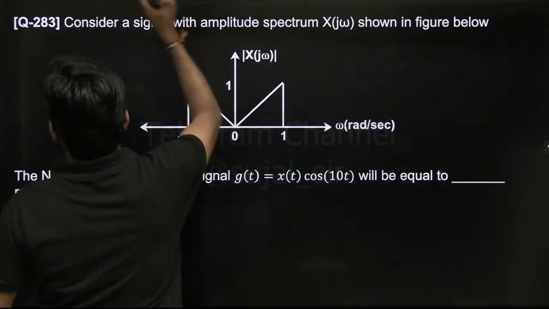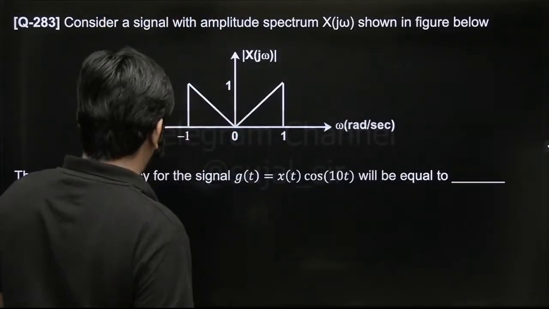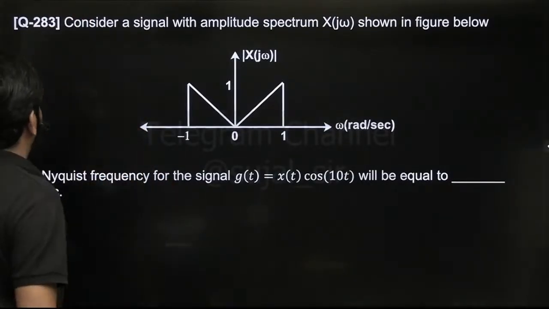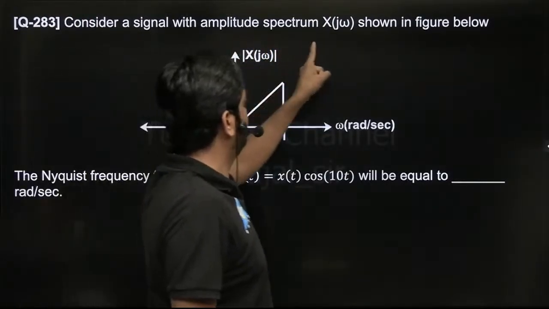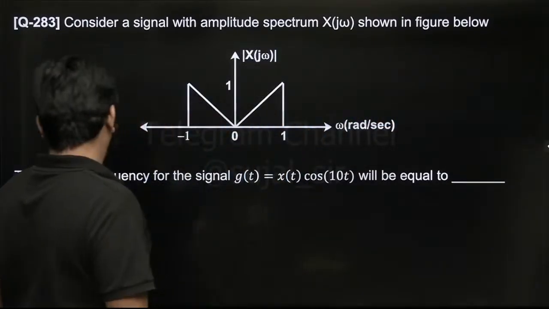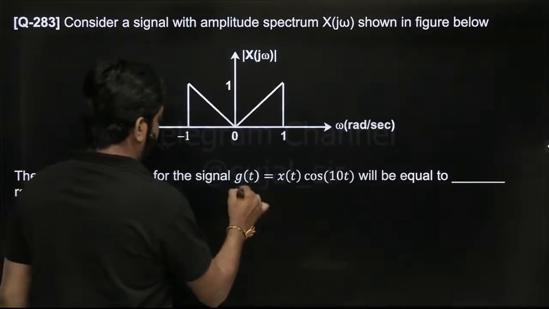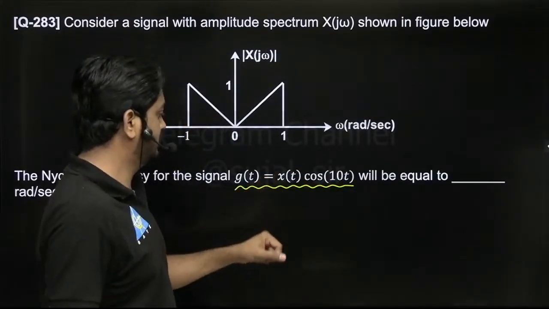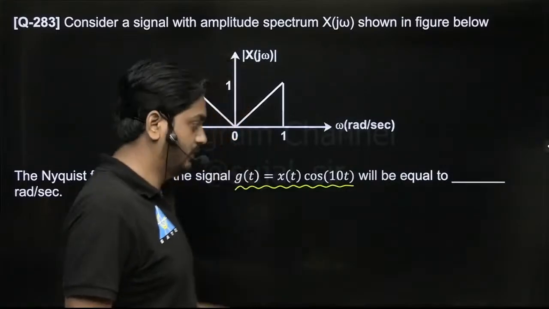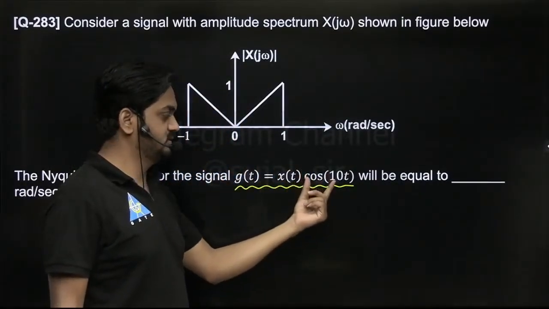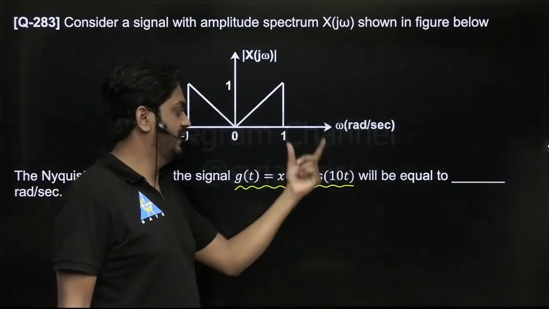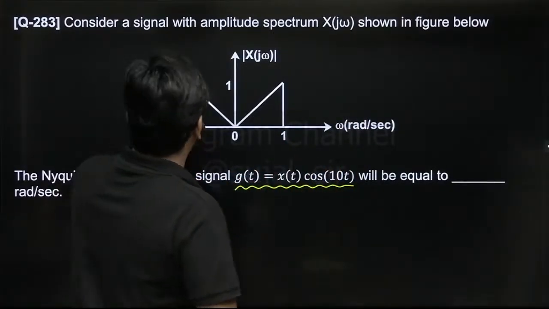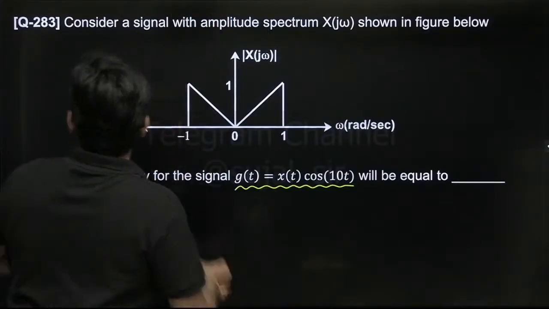Now next question number 283, guys. Okay, now here consider a signal with amplitude spectrum x omega shown in figure below. The Nyquist frequency for the signal g of t is equal to x of t cos 10t will be equal to. Okay, if you multiply any signal with cos function, then it will shift right side by certain frequency, left side by certain frequency, and amplitude is decreased by factor of 2. Modulation property, it is known as modulation property.